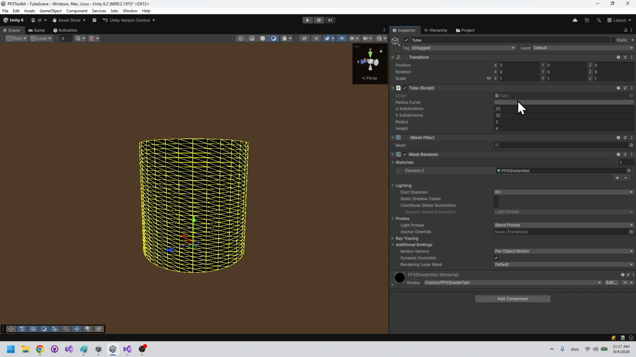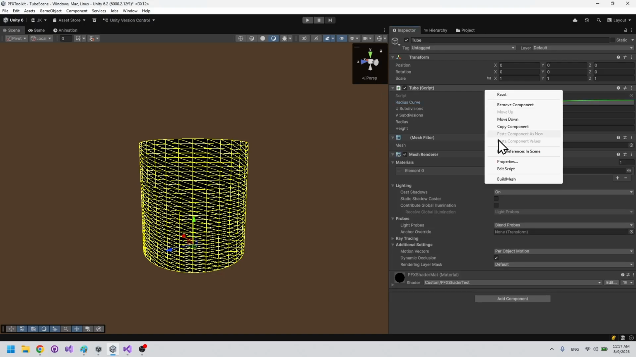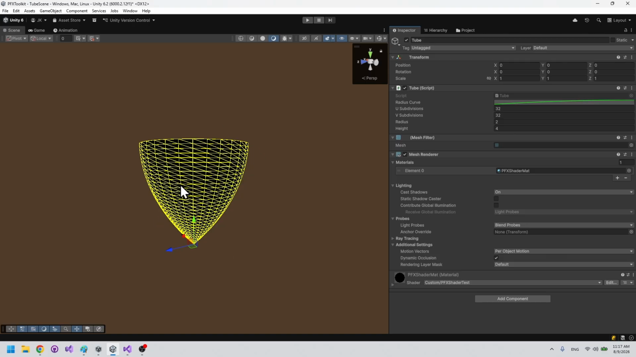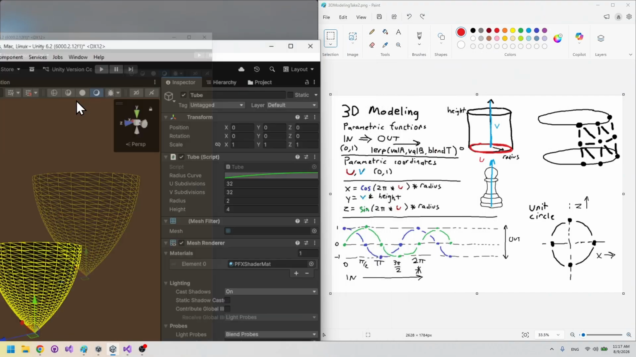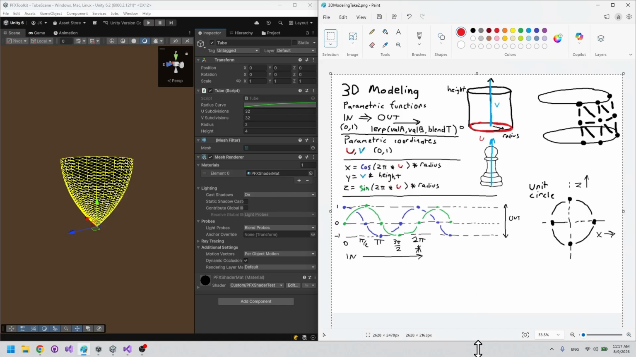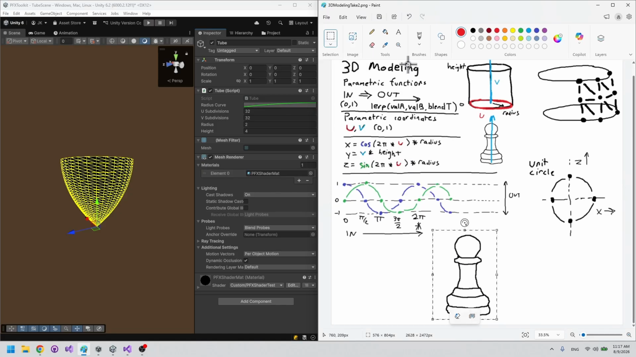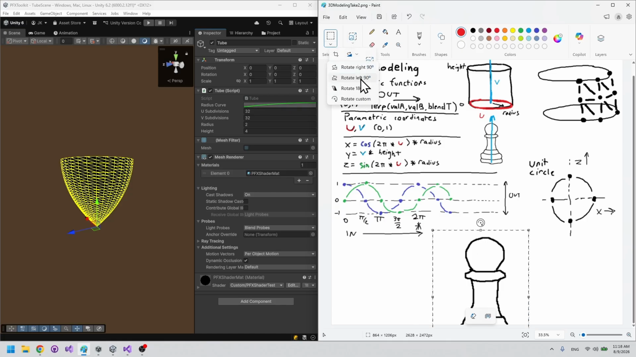Okay, so let's test this out. Let's come back here and put some random curve on this just to see if it works. We'll rebuild the mesh. And yep, now we've got our parametric function and it's being controlled by this radius curve. Now let's create that pawn shape. I'll paste that drawing in again. I'm going to scale this up a little bit this time, and I can rotate this as well.